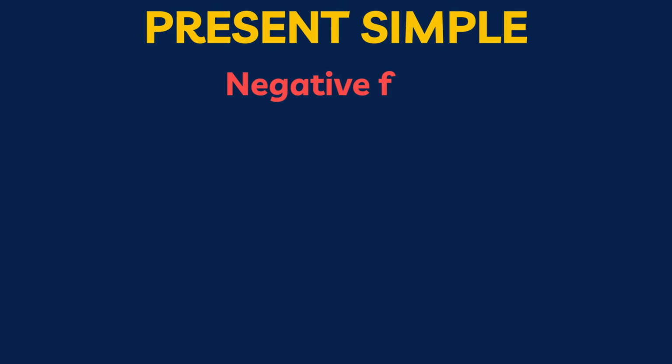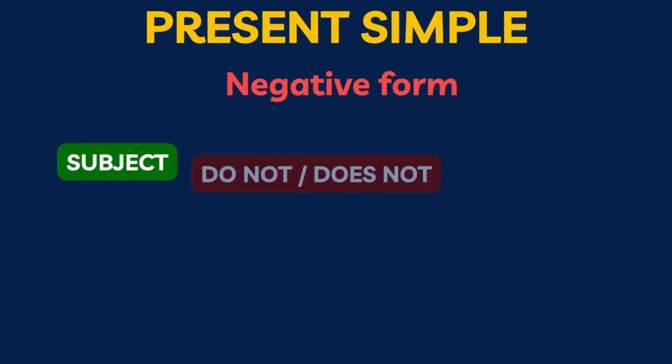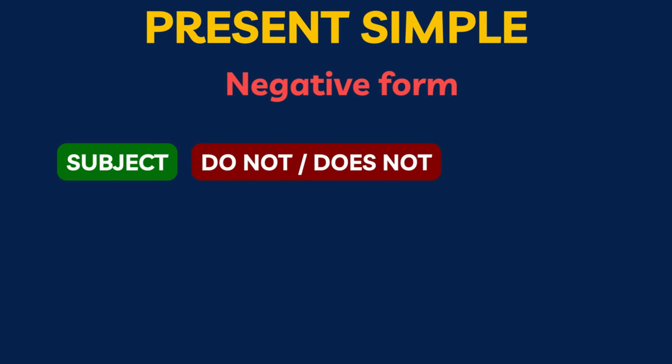For the negative form, follow this structure. Subject, followed by do not or does not, if it's the third person singular, followed by the verb, and followed by the rest of the sentence.